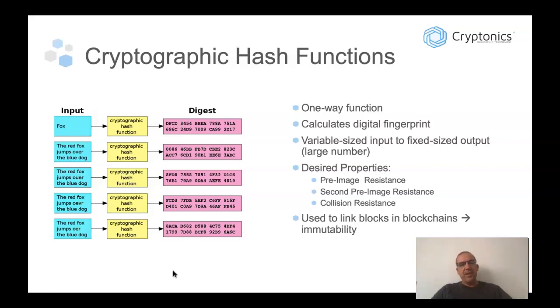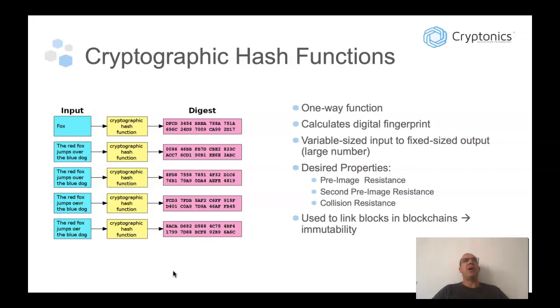And the second property is what we call second pre-image resistance, which means you cannot easily find another pre-image that maps to the same hash value. And that's something called collision resistance. That's very related to second pre-image resistance. You don't want collisions in the sense that two texts, accidentally or not so accidentally, map to the same hash number. The hash number has to uniquely identify the input.